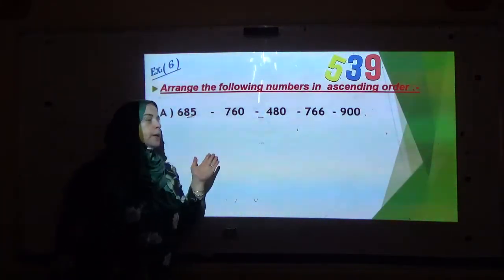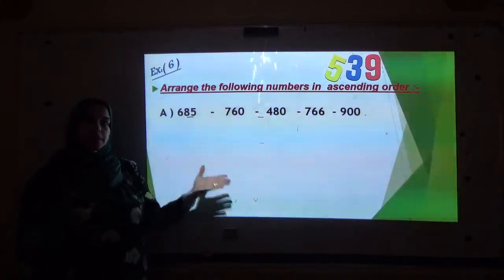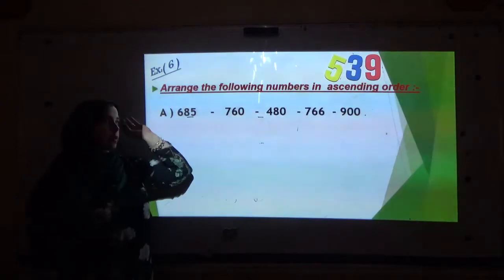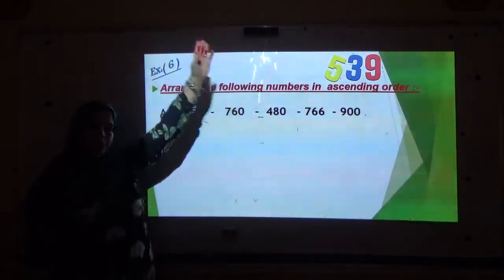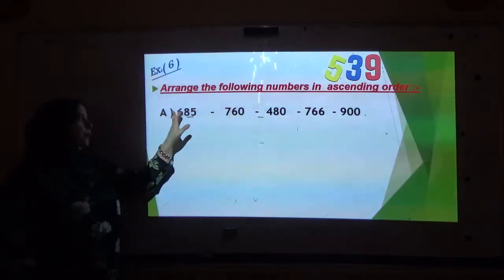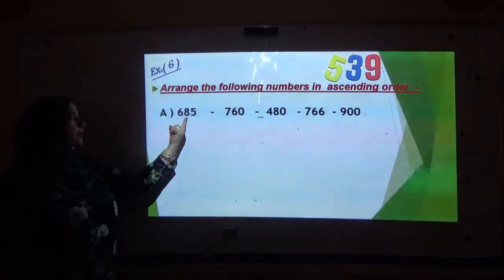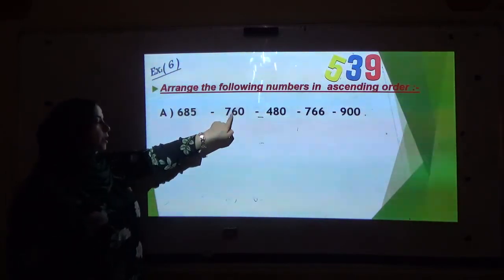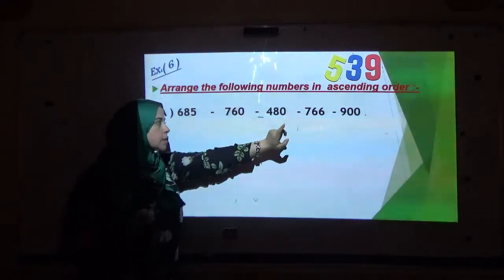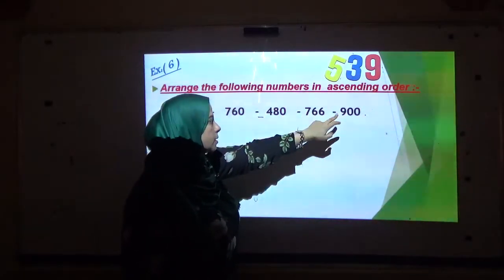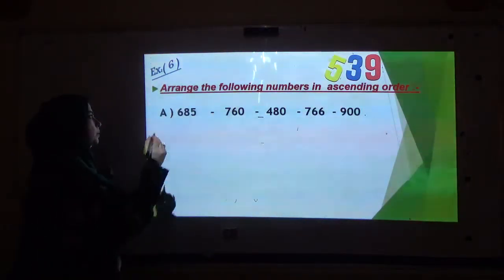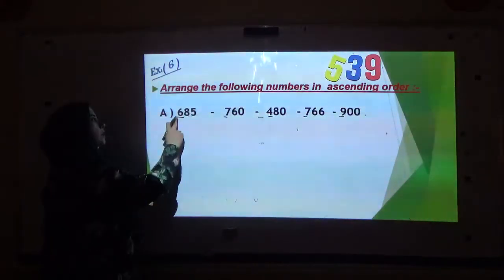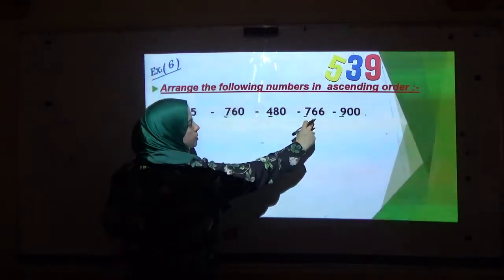Arrange the following numbers in ascending order. Ascending order is from smallest to greatest. Letter A, 885, 685, 760, 480, 766, 900. Put underline under the hundreds, 6, 7, 4, 7, 9.